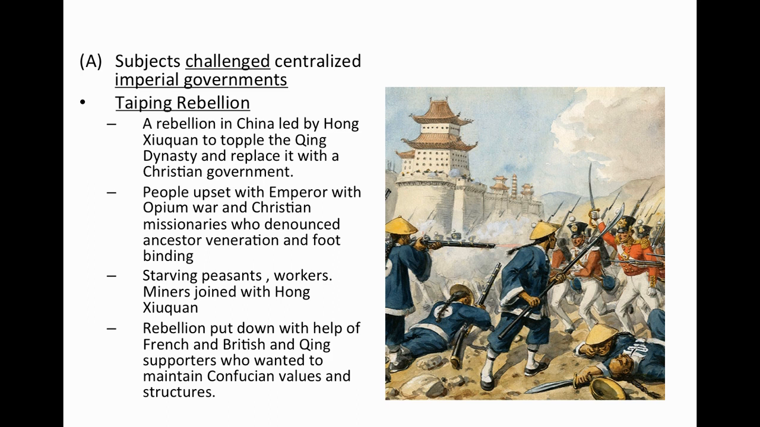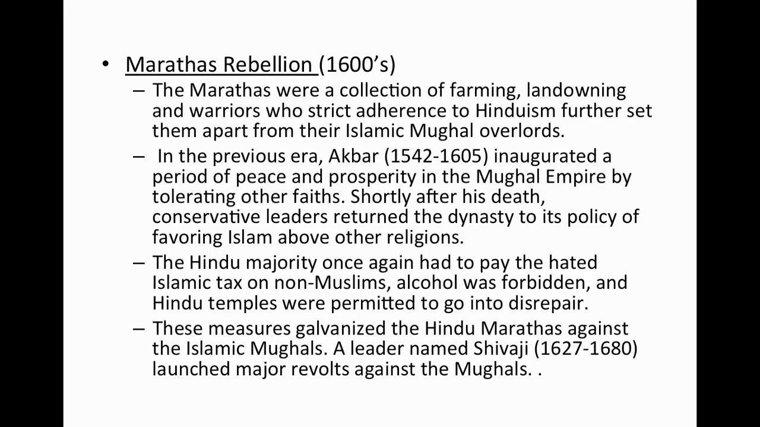They were frustrated with the lack of success in the Opium War. They were frustrated with Christian missionaries denouncing ancestor veneration and foot binding. So these Taipings were comprised of starving peasants and workers and miners, and tried to take over in a coup, but the rebellion was put down by Qing supporters who wanted to maintain Confucian values and structures, and obviously the French and British didn't want to see their efforts to spread westernization and trade end.